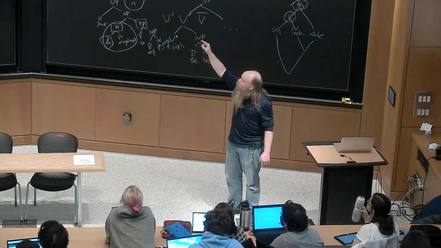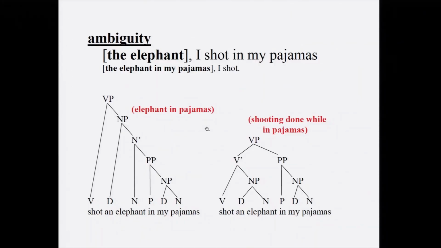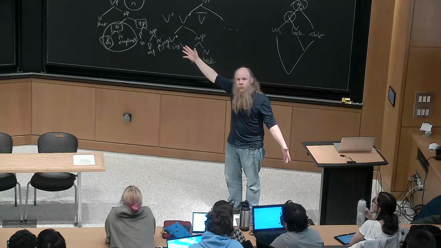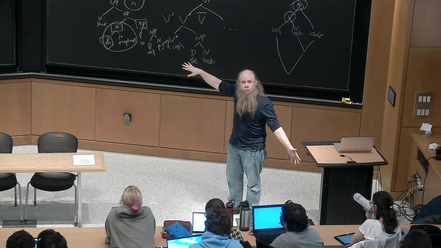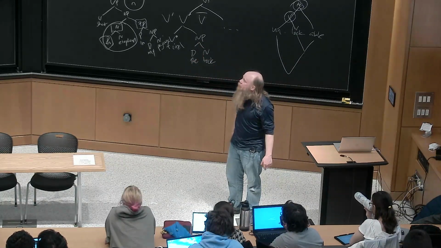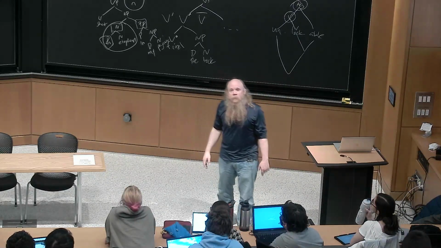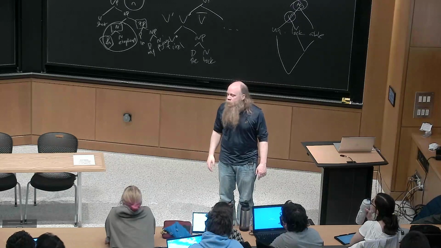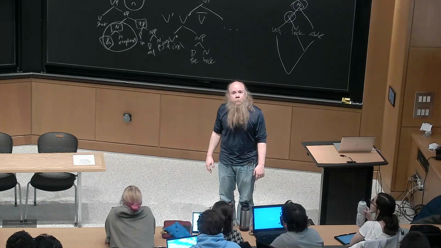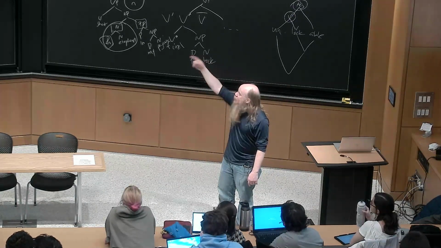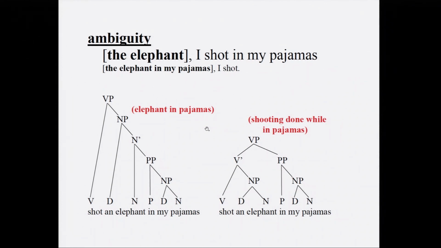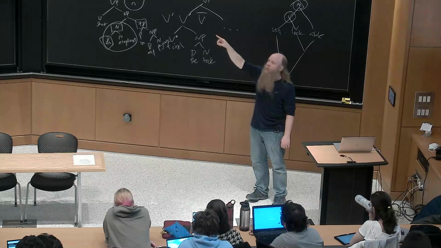And the elephant in my pajamas I shot, the ambiguity also collapses, but in the other direction. Do people have that feeling? So if I say, the elephant in my pajamas, I shot. The elephant in my tuxedo, I offered some bananas. That doesn't mean I shot an elephant while I was wearing my pajamas. That second one, the elephant in my pajamas, I shot, only means that the elephant was wearing the pajamas.